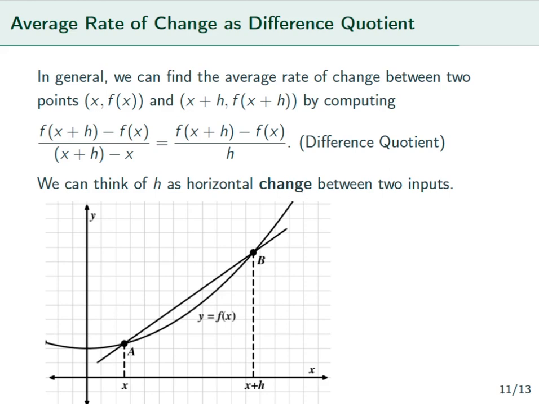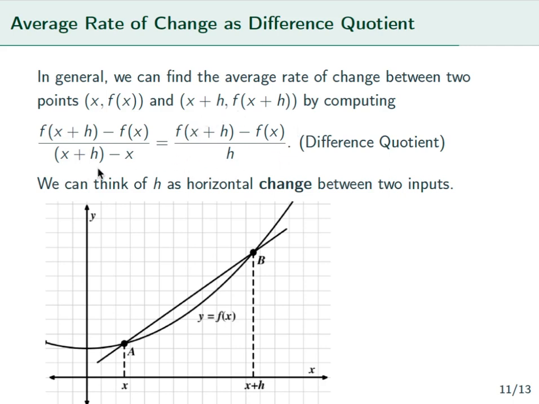Okay. So then let's look at how we can calculate average rate of change in general. Because what we looked at so far is how to find average rate of change between two specific input quantities or a specific interval. But we want to find a general expression, a general function, so we can find average rate of change between any 2 points. So in general, we can find average rate of change between 2 points, x, f of x, and x plus h, f of x plus h, by computing change in f over change in x.